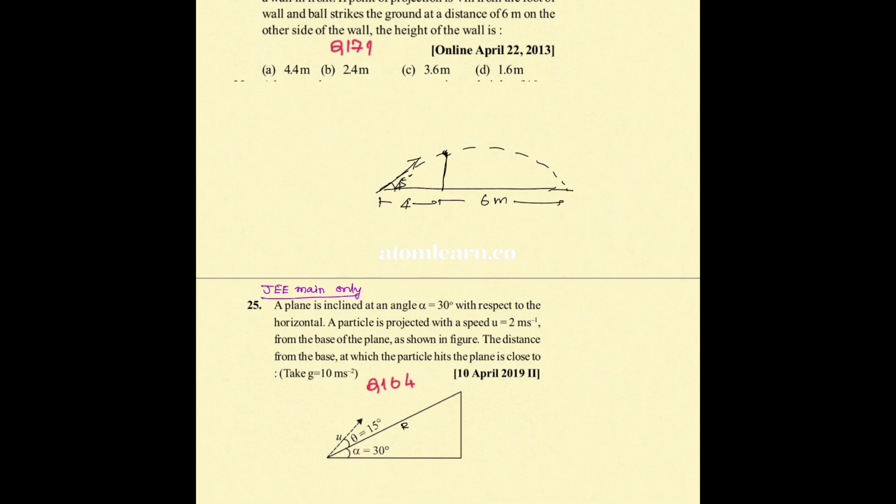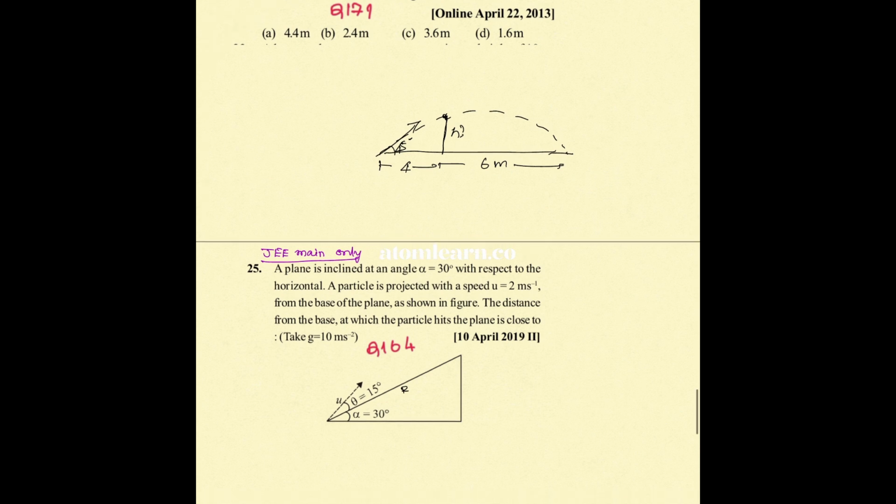Okay, now they are asking what the height of the wall is. Now, the range is 4 plus 6, which is equal to 10 meters. Now we already know the well-known concept. When you extend this 45 degree line like this and then continue this particular ordinate, this is called y, this is called x.